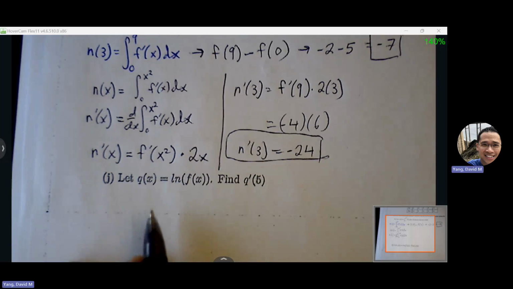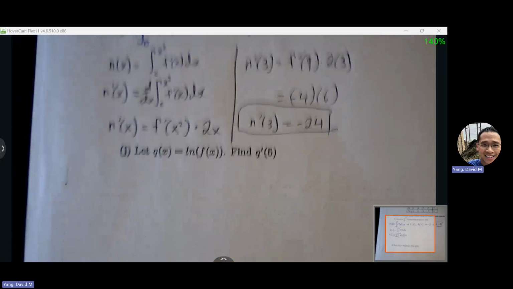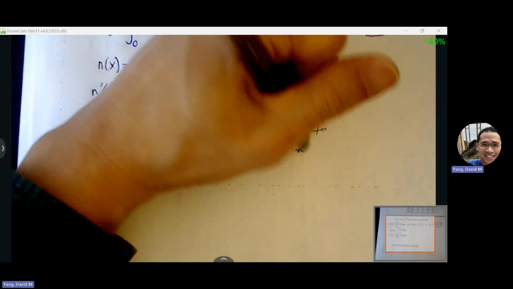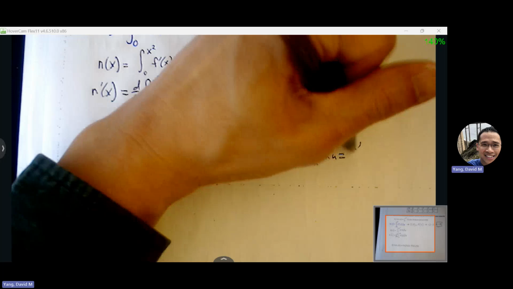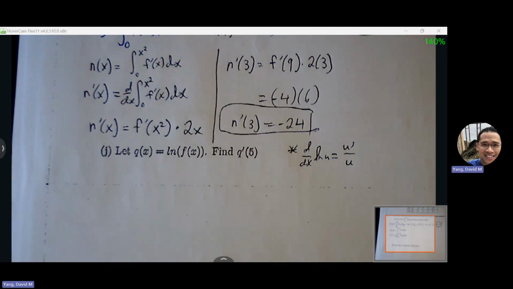Part J, let Q equals natural log of f of x, find Q prime of 5. So the hint is there's chain rule. And also as a reminder, we know the derivative of natural log of u is u prime over u. Okay, so try that. Show the derivative first before you do anything with the 5.